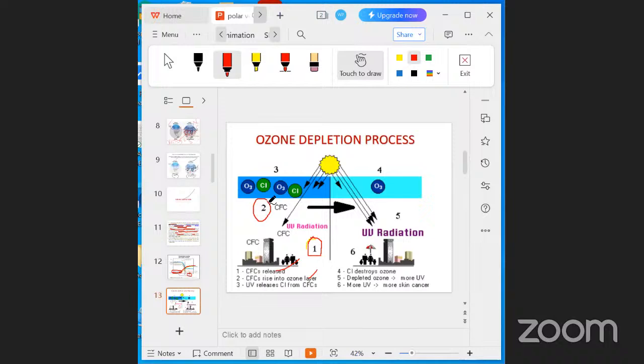The first point is that the ozone depletion process begins when chlorofluorocarbons and also other ozone depleting substances, called ODS, are emitted into the atmosphere. And next, what will happen? The second point, this one.